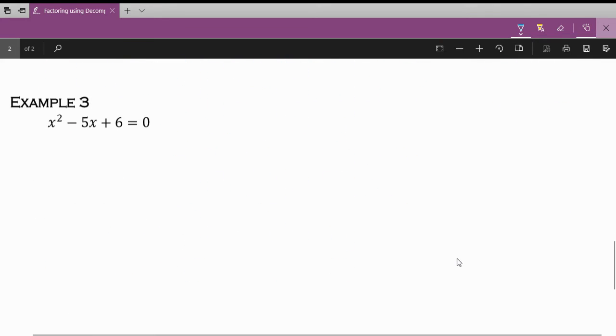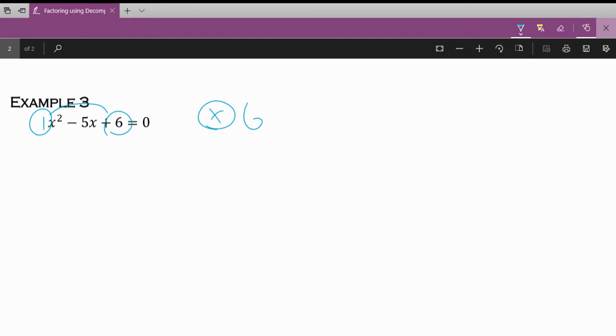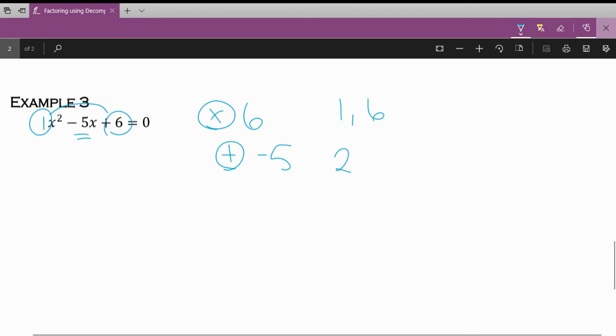Now, let's look at an example of a simple trinomial. We'll be looking at the shortcut in a little bit, but the decomposition will still work here. So what we need to remember is that there's that imaginary 1 out in front of my x squared term. So when I'm looking for what to multiply to, I'm going to say that it has to multiply to 6. So 1 times 6 is 6. And in this case, it has to add to negative 5. So let's take a look. Our options are 1 and 6 and 2 and 3. It has to multiply to positive 6 and add to negative 5.